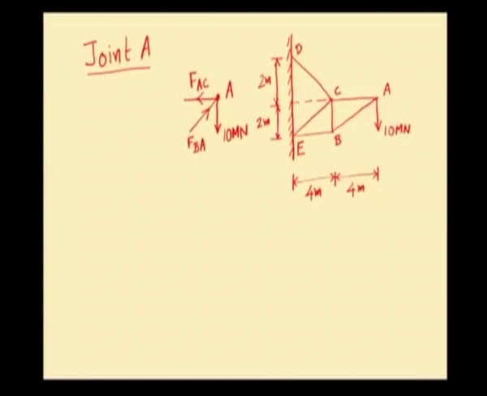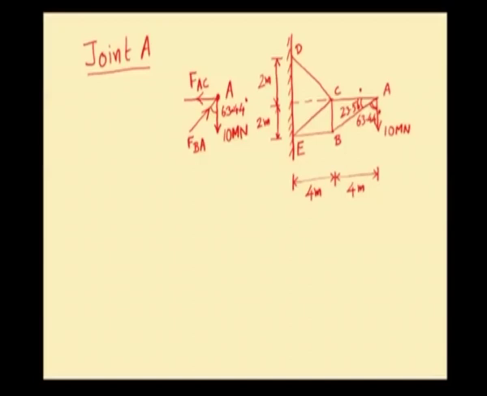Now, for this truss, the inclinations between the members are not given. From the dimensions of the truss given, we shall calculate the angles. The angle BAC, that is this particular angle, will work out to be 23.56 degrees. So, this remaining angle will be 63.44 degrees. Now, we shall apply the conditions of equilibrium for getting the 2 unknown member forces FBA and FAC.